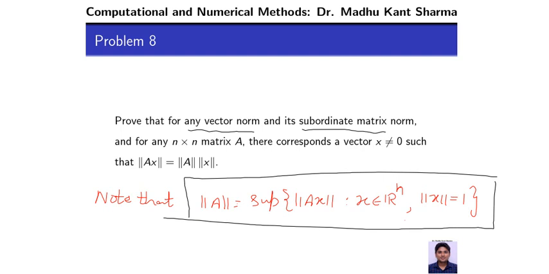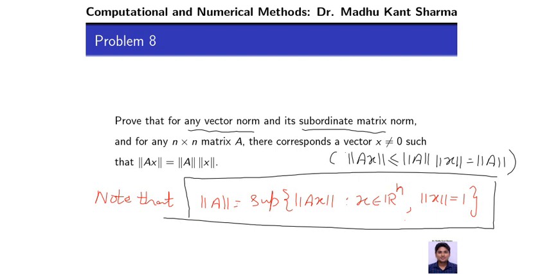So what it is asking you is to prove that for any vector norm and its subordinate matrix norm, and for any n cross n matrix A, we will always be able to find a non-zero vector X such that you actually achieve equality, not merely less than or equal to.